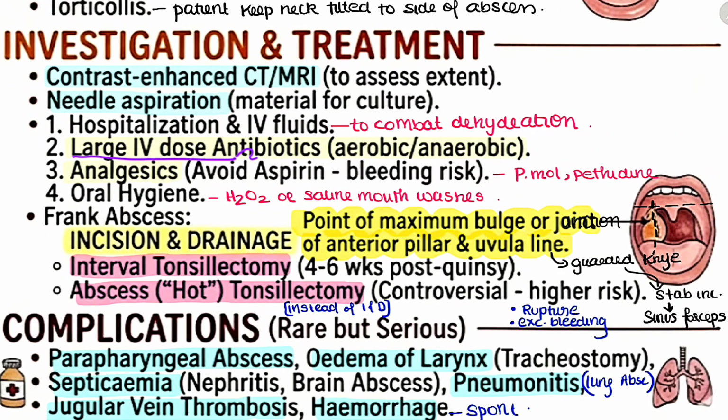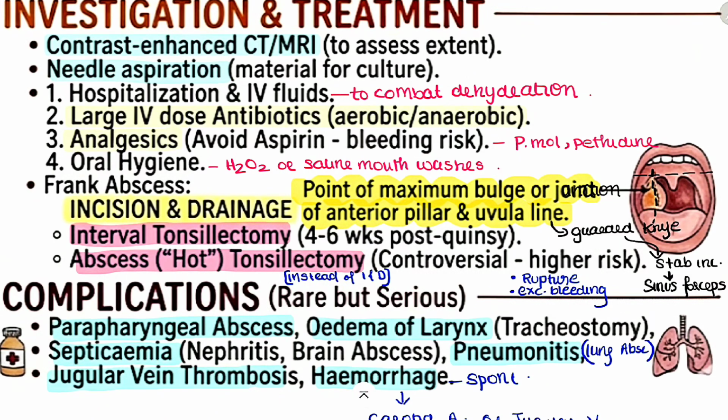Now, give large IV dose of antibiotic for both aerobic and anaerobic organisms, analgesics like paracetamol or pethidine, and avoid aspirin because it can cause bleeding risk, and in children, it may cause Reye syndrome. Then, oral hygiene. For that, we can give H2O2 or saline mouthwashes.